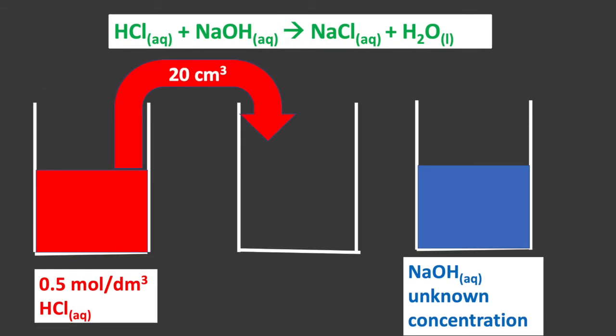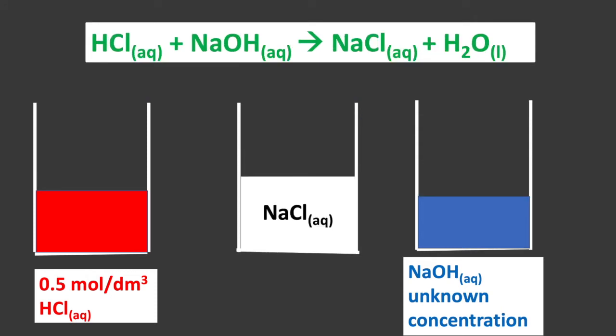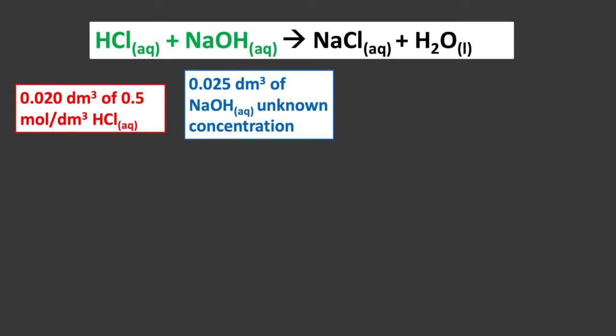So I find that when I take 20 centimeters cubed of hydrochloric acid and 25 centimeters cubed of sodium hydroxide, I have a complete reaction. So I now know the volumes of each solution required to give me a complete reaction and have no HCl or NaOH left over. So let's have a look at the information I have. I know the volume and concentration of hydrochloric acid. I know the volume of sodium hydroxide, and I know the equation.